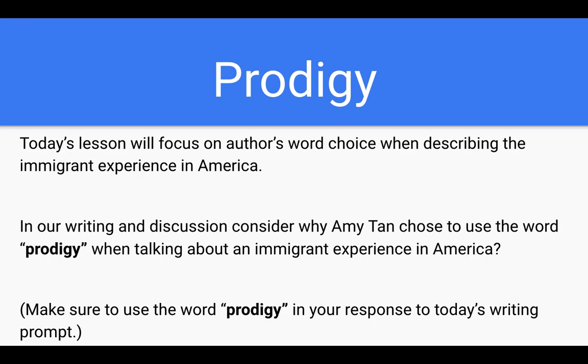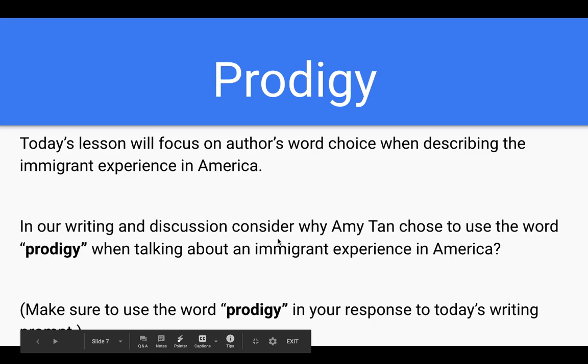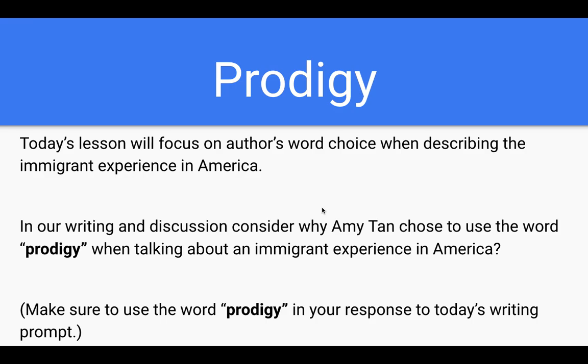So here I have today's lesson. We will focus on the author's word choice when describing the immigrant experience in America. In our writing and discussion, consider why Amy Tan chose to use the word prodigy when talking about an immigrant experience in America. Make sure to use the word prodigy in your response to today's writing prompt. So there is the accountability, where students are actually asked to use that word in their writing response. This can be used as an exit ticket. I think it works best as the very first do now in a class. And again, this is something that should only take 5 to 6 minutes.